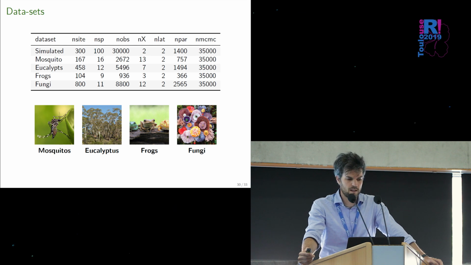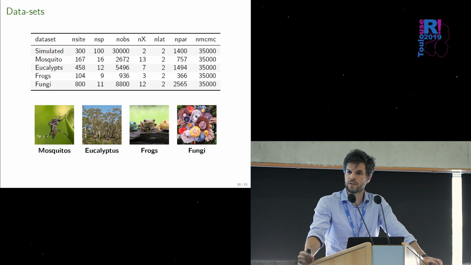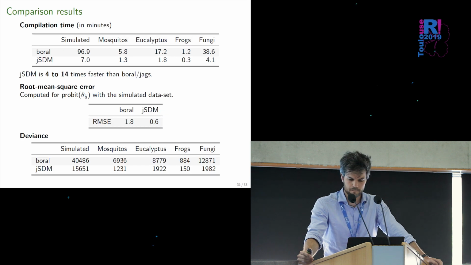One is a virtual data set with simulated data, and 4 are real data sets with different types of species: mosquitoes, eucalyptus, frogs, and fungi. All these data sets have a different number of sites, species, observations, and different numbers of explicative variables. And you can see that the number of parameters is really huge for this type of model. We reach, for example, 2,565 parameters for the fungi dataset.